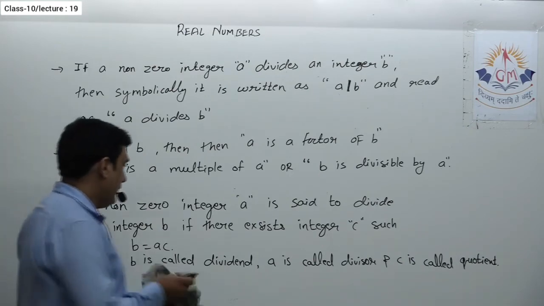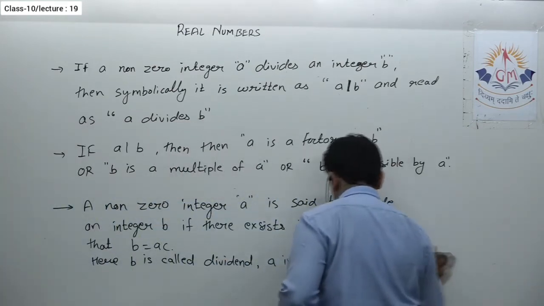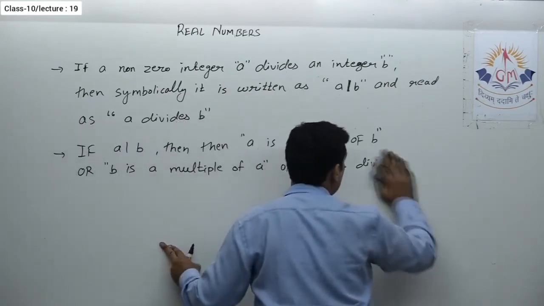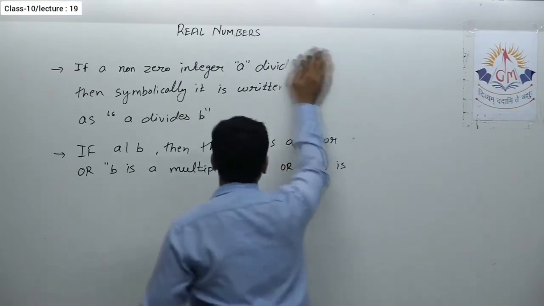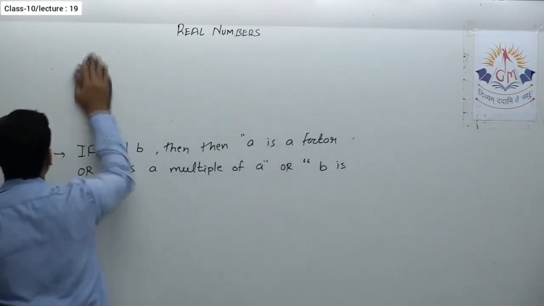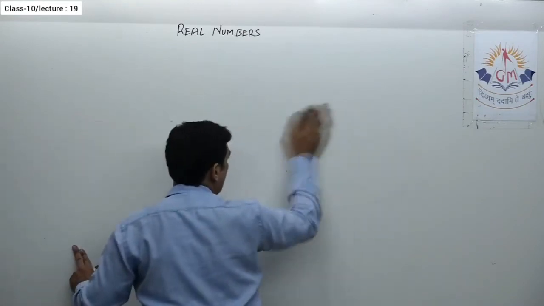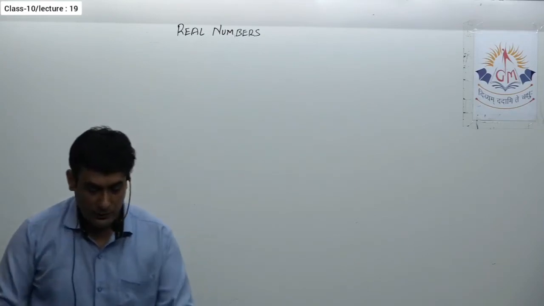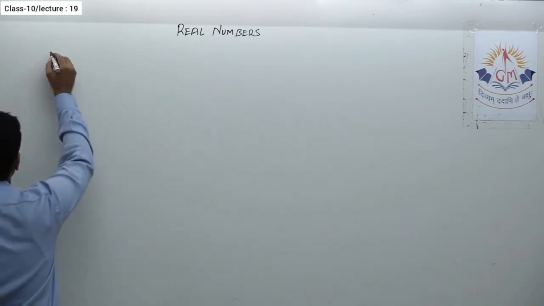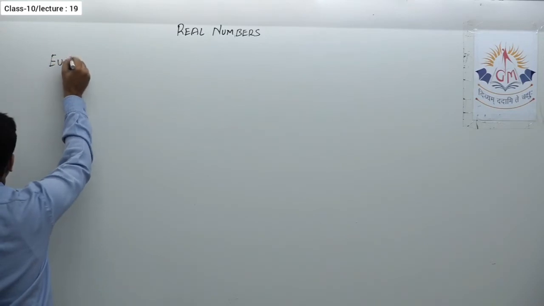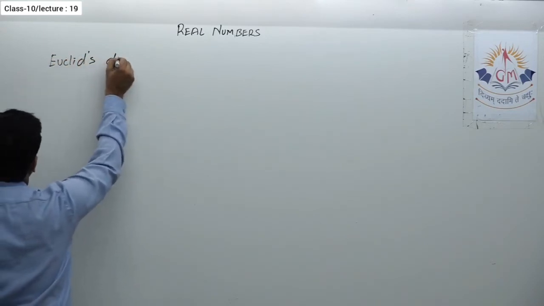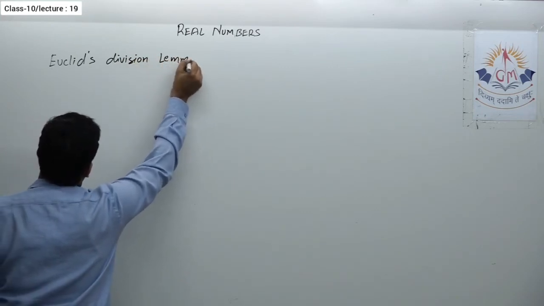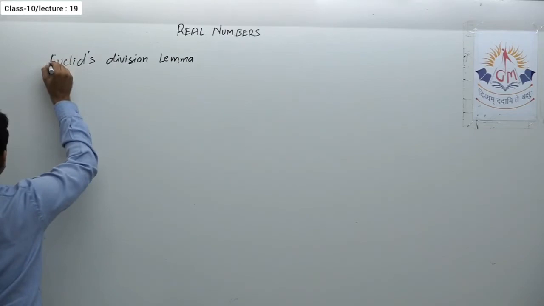Okay, now we'll see one of the main concepts, a very important concept of this chapter, that is Euclid's division lemma, or generally known as the division algorithm. So next is Euclid's division lemma. Now what does this word mean? Definitely I will tell you.